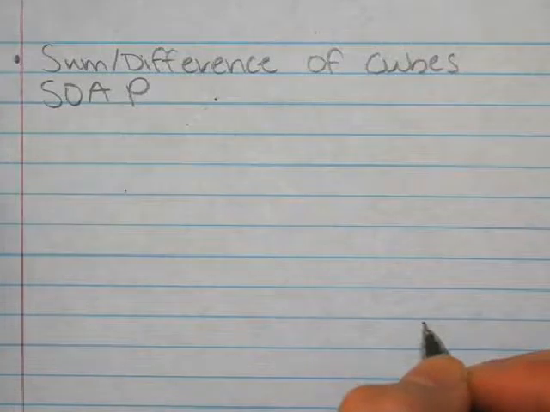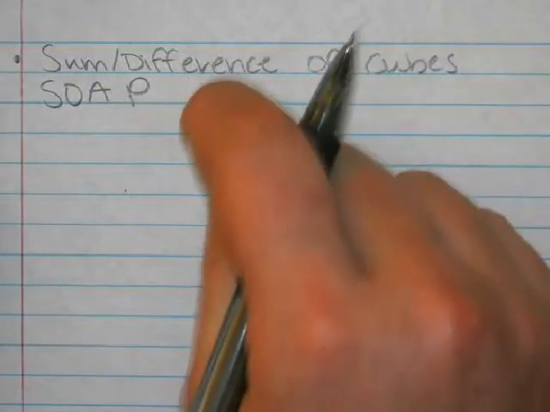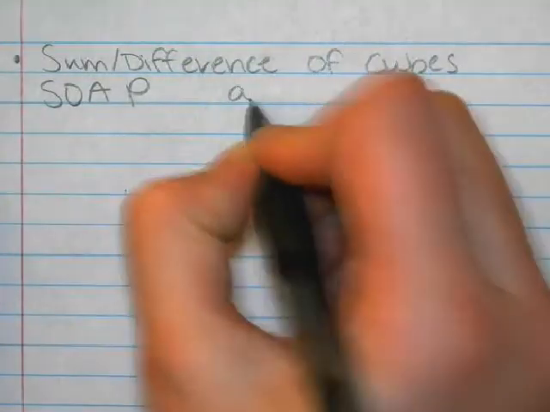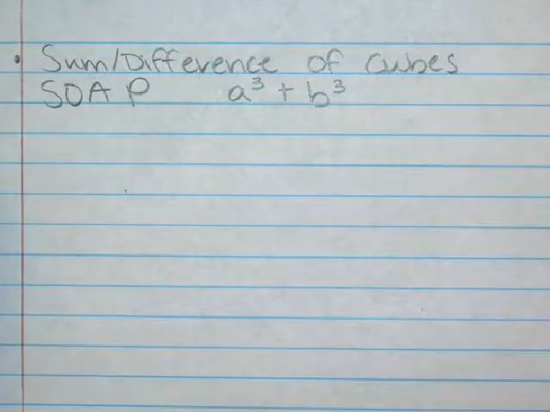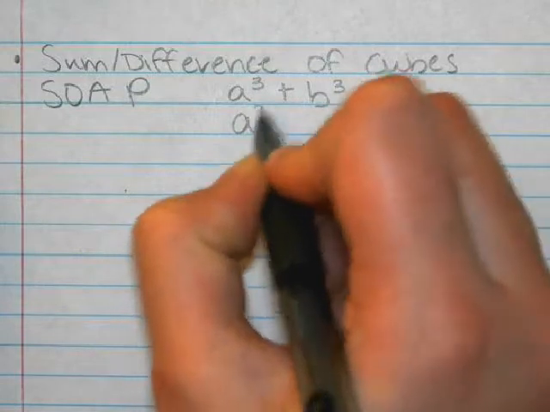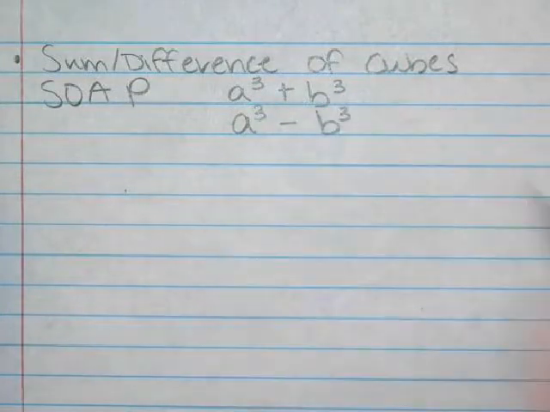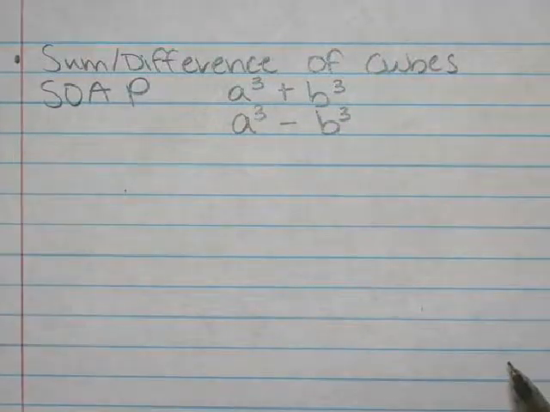So for sum and difference of cubes, the way the problem is going to look is it's going to have one term cubed plus another term cubed, or it could have one term cubed minus another term cubed. So it's different than difference of squares because difference of squares has to have a minus. With sum and difference of cubes, you can do it either way. It doesn't matter what the sign is, okay?